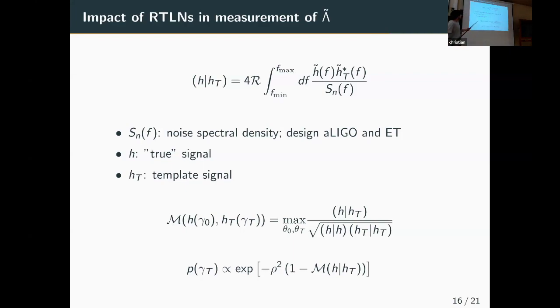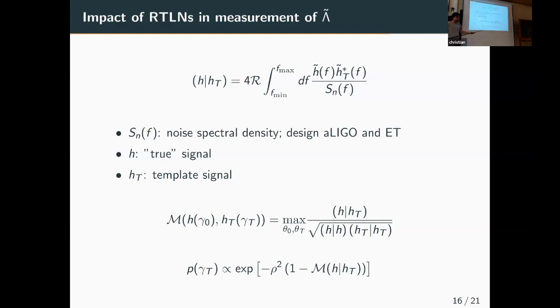So how we do this is we define a metric to compare gravitational waveforms, given the noise of the detector that will detect the gravitational wave signal. And then we compute the match between the two waveforms. So we basically say that our true signal H is the signal given by the full waveform that we saw before.